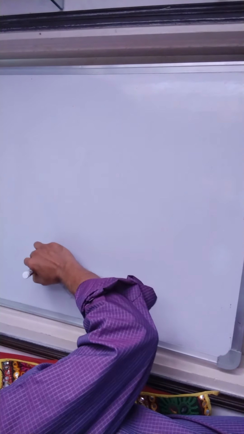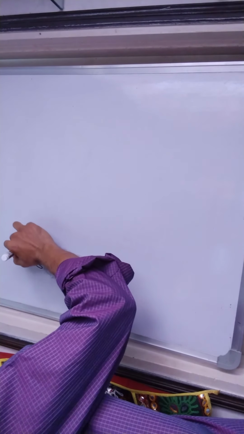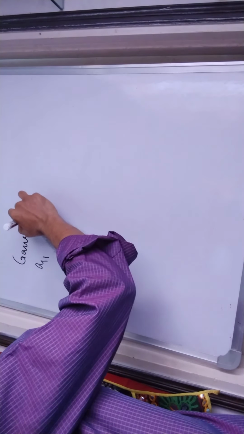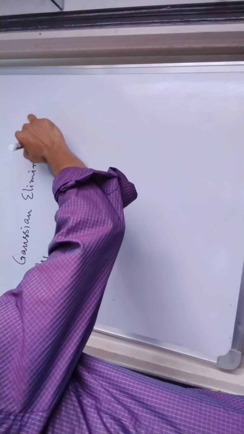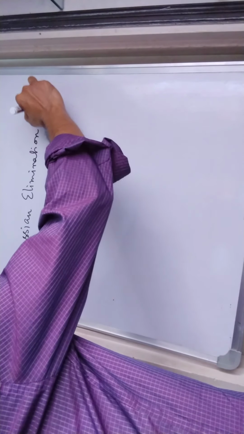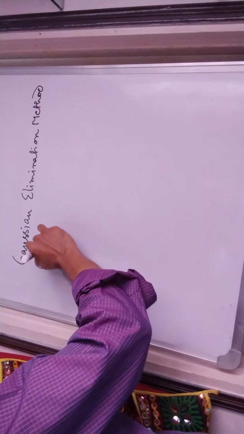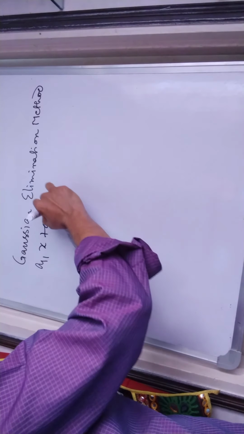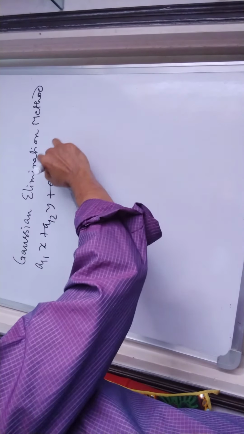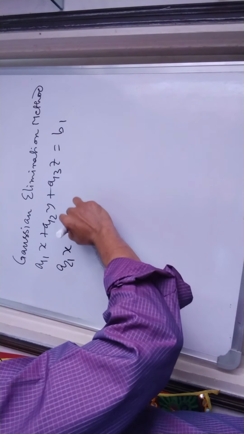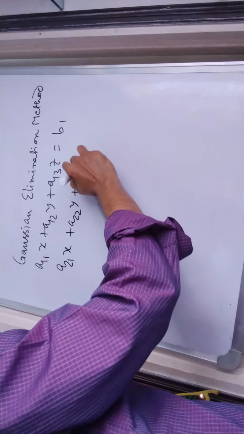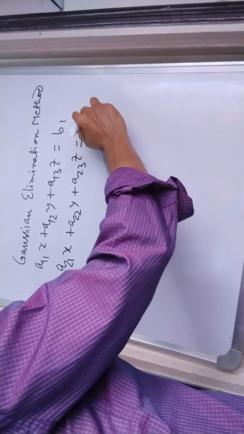Let us discuss Gaussian elimination method using pivot element. Let us write the three equations in three unknowns like this.